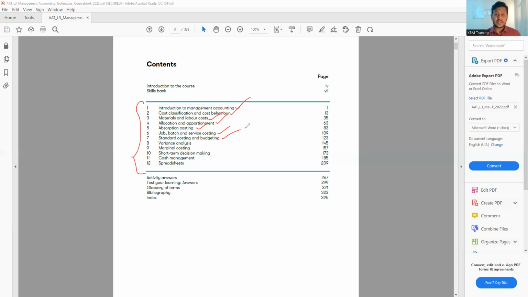So all these things we're going to see from this chapter. Then you have a variance analysis. A variance analysis, basically, this is the one. It's very common in the exam. So in variance analysis, we're going to see the difference between the budget and the actual.